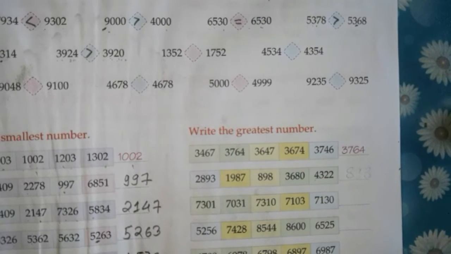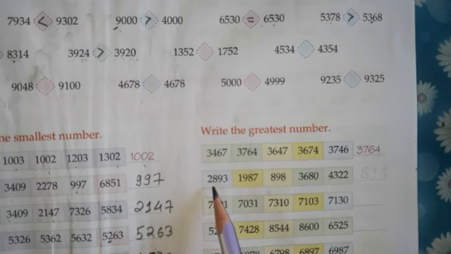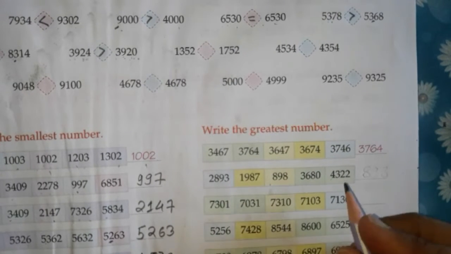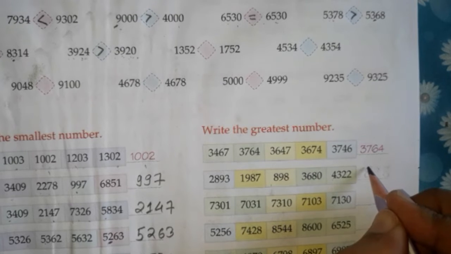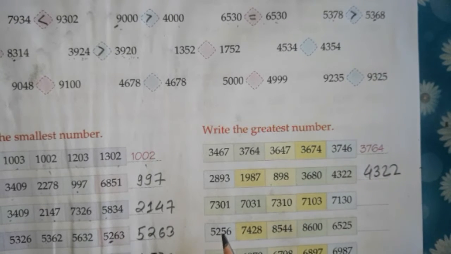In this question we'll compare the first digit of each number. It is 2 here, it is 1 here, it is 8 here, it is 3 and it is 4. 4 is the greatest, so the greatest number will be 4322.